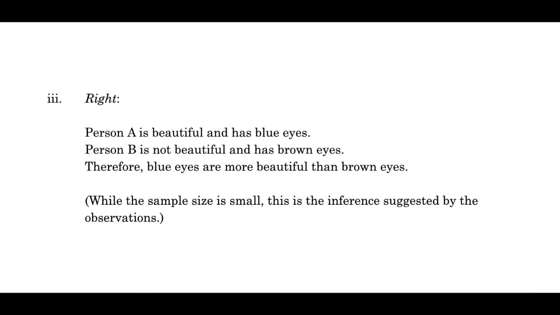And the final example is the correct way you could do this. Person A is beautiful and has blue eyes. Person B is not beautiful and has brown eyes. Therefore, blue eyes are more beautiful than brown eyes. Now, it's a very small sample size, and if we did further investigation and looked at more blue-eyed and brown-eyed people, we might be able to determine that that's not actually quite true in the real world all the time. But based on these two premises, that's the logical inference it is leading to.